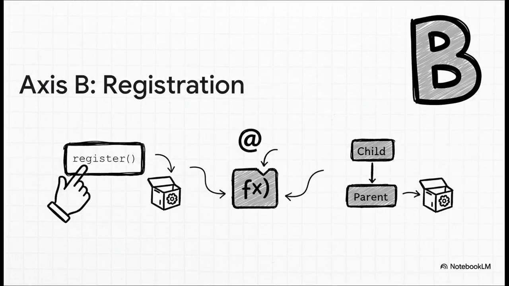Next, Axis B, the registration trigger. So how do things get into the registry in the first place? Well, an explicit call like registry.register is super clear. No magic. But for developer experience, you often see more magical methods. Decorators are a huge one. They can register a function the moment it's defined. Or you can set up a base class that automatically registers any new subclass. This is always a trade-off, right? You're trading explicit clarity for that convention-based magic.